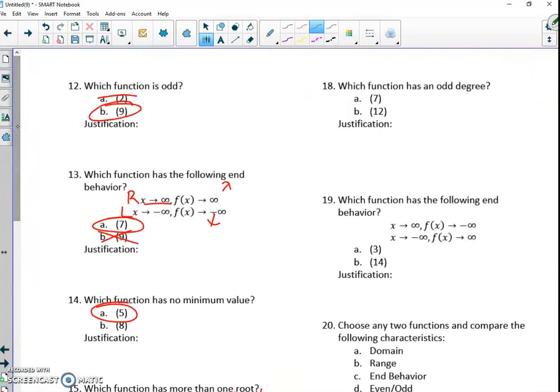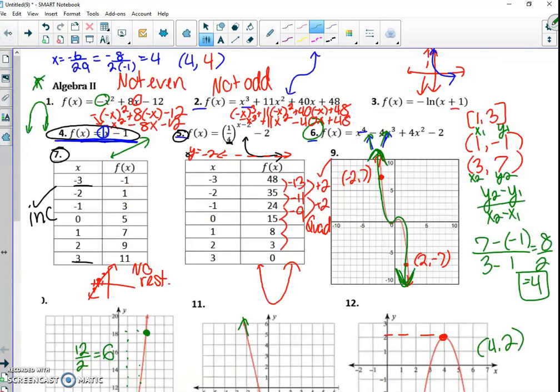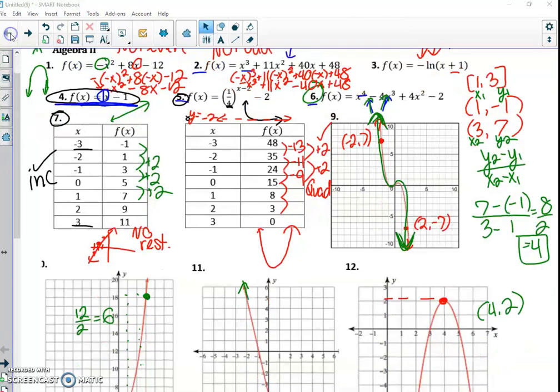All right, almost done. 18 says which function has an odd degree, 7 or 12? Okay, 7 or 12. So 7 is a linear function, and just to verify, I know I just kind of assumed it was linear by graphing it, but you can verify it's linear by seeing that you add. You see how we're adding 2 every single time? So that just means it's linear.